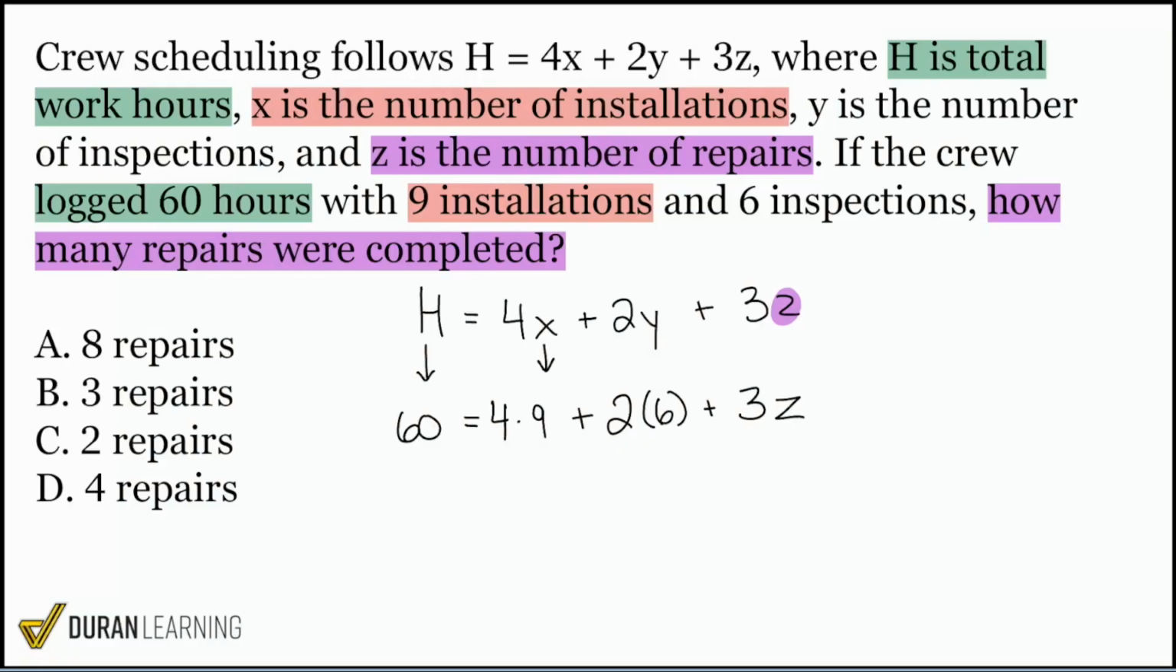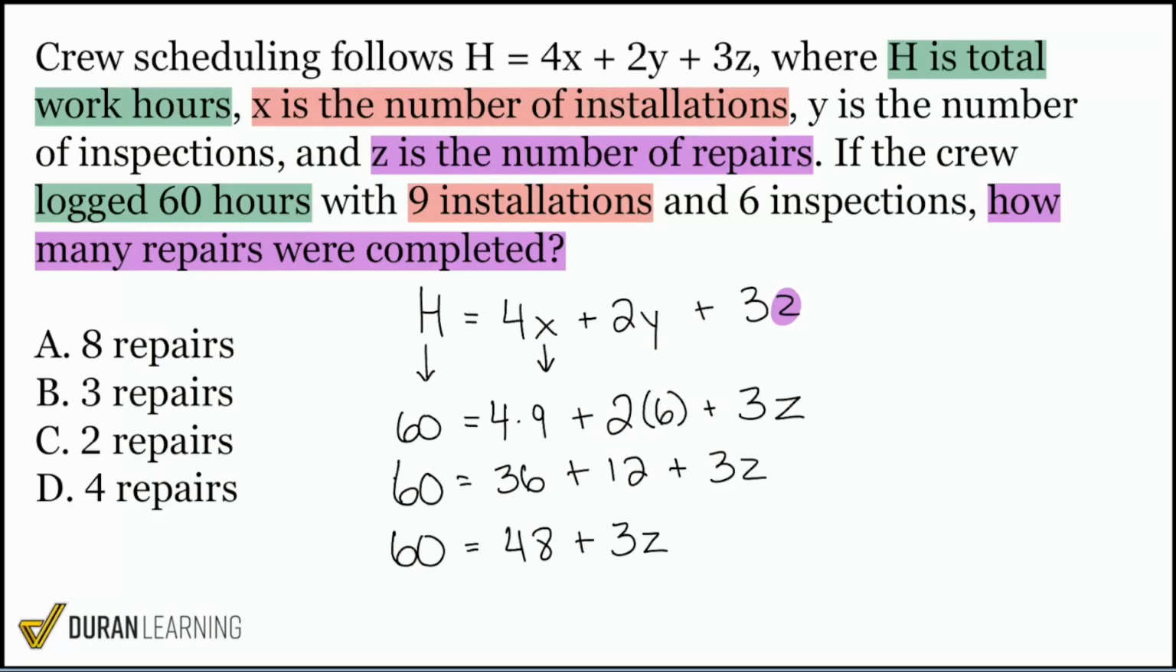Let's clean things up and let's get it going. So we have 60 equals 4 times 9, which is 36. 2 times 6, that's going to be 12. And then we have the 3z that we'll continue writing out. Next up, we have 36 plus 12, and that'll give us 48. So we have 60 equals 48 plus 3z.